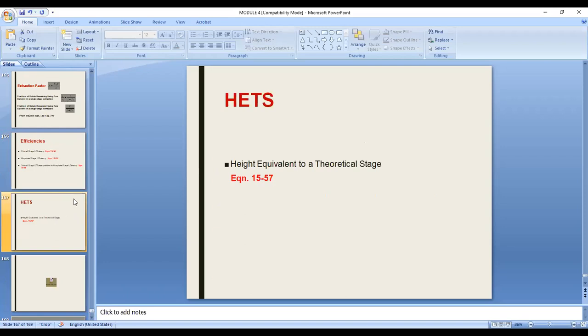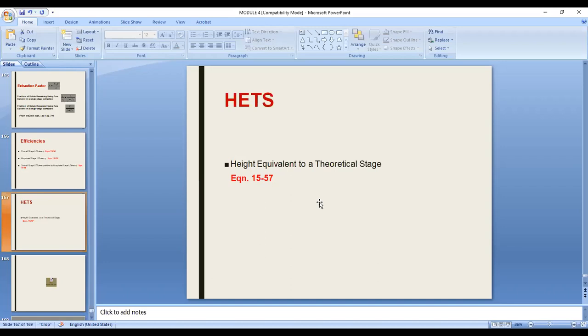As to the HETS, the height equivalent to a theoretical stage, you may wonder why do we need to determine this one? Because with the HETS, this is your height equivalent to a theoretical stage when you have a packed extraction tower. So it's just like how tall would be your packing material for you to consider it as one stage, one theoretical stage. So the significance of the HETS is you can multiply the HETS to the theoretical number of stages. That would be now the height of your extraction tower.